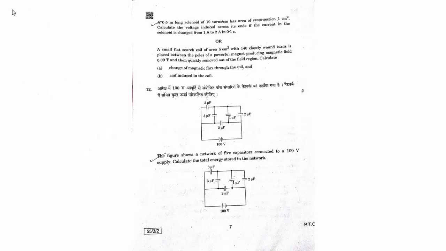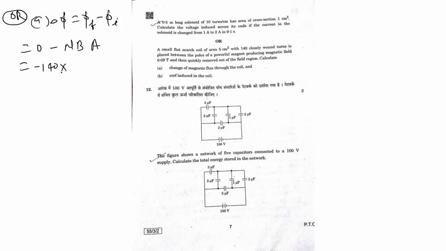In the optional question, we have to calculate the change of magnetic flux through a coil, that is delta phi is equal to phi final minus phi initial. Phi final is equal to 0 minus NBA. Putting the values, we get minus 140 into 9 into 10 to the power minus 2 Tesla. The area is 5 centimeter square, that is 5 into 10 to the power minus 4 meter square.